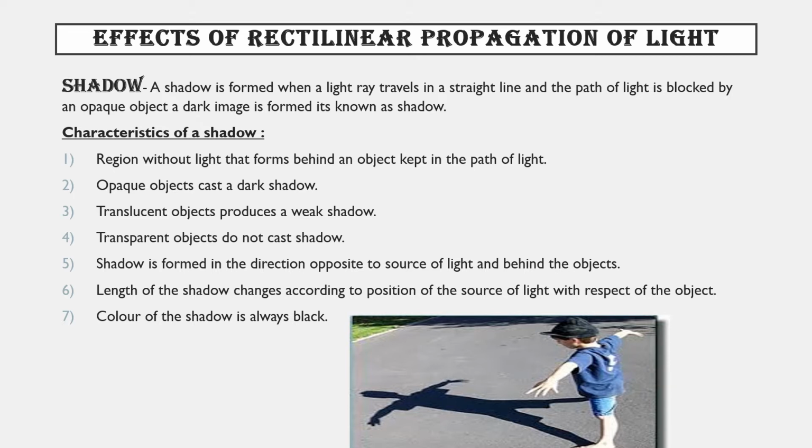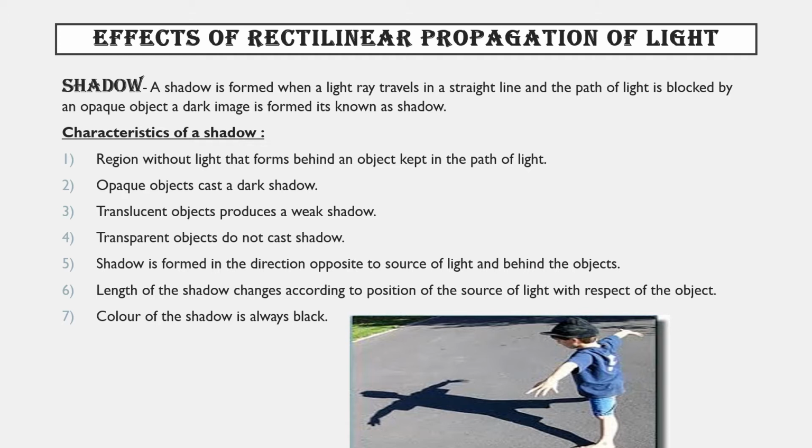A shadow is formed when a light ray travels in a straight line and the path of light is blocked by an opaque object. A dark image is formed. It's known as shadow. Here in the image you can very well see a boy standing and his shadow is being created on the road.